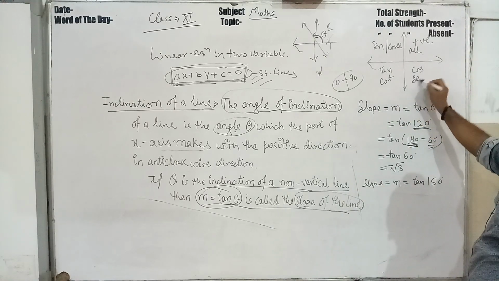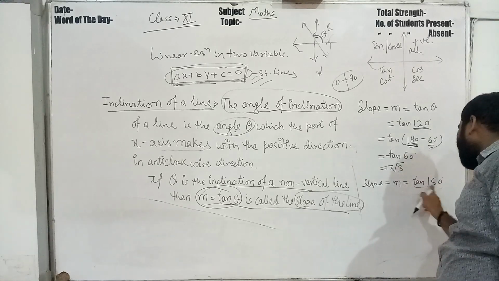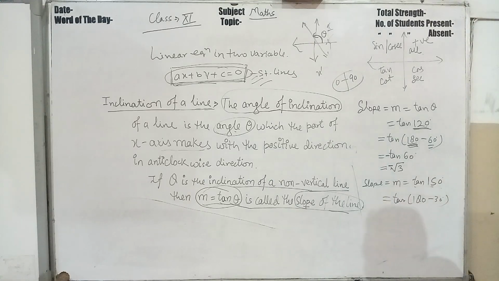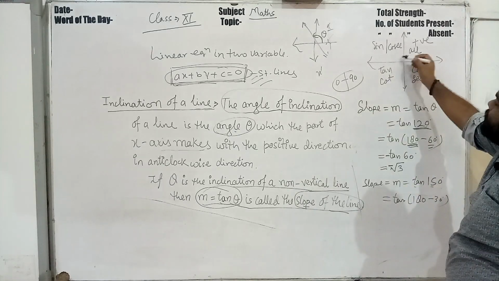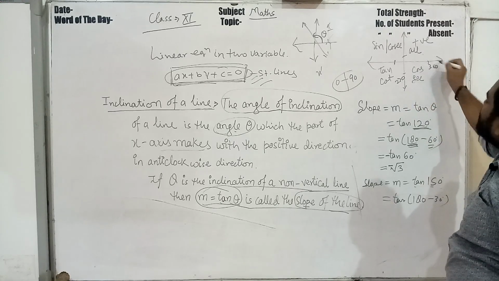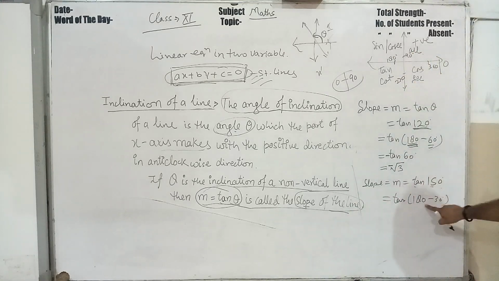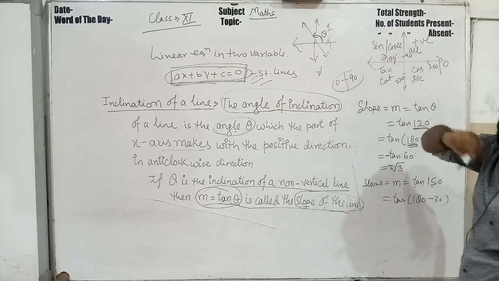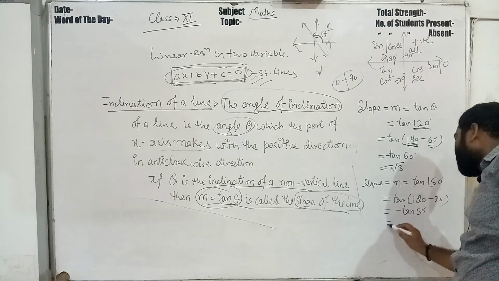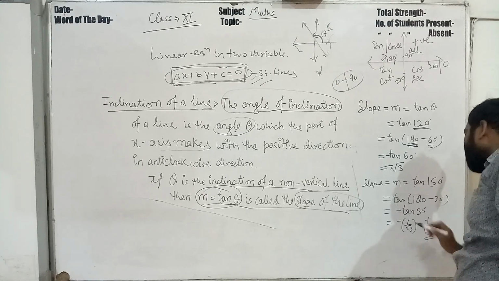So if you have to find the slope of 150 degrees, this again can be written as tan of 180 minus 30. Now this is your 90, this becomes 180, this becomes 270, this 360, or you can say 0 also. So 180 minus 30 means it goes into the second quadrant. In the second quadrant tan is negative, so its value will be minus 1 by root 3. In this way we can find the slope.